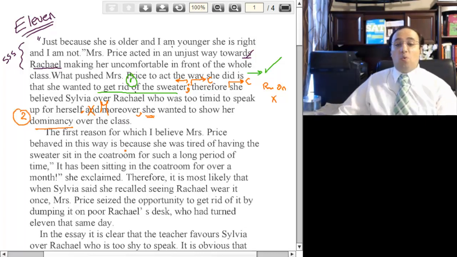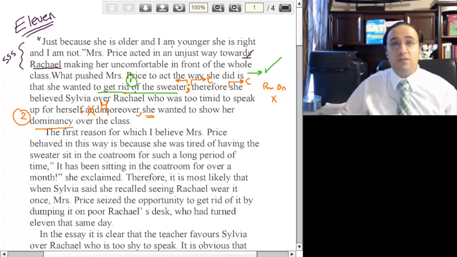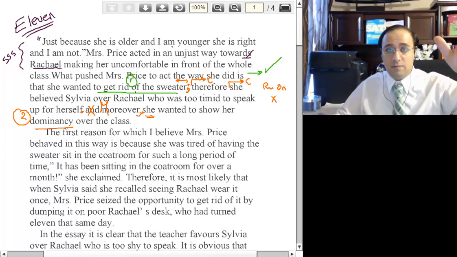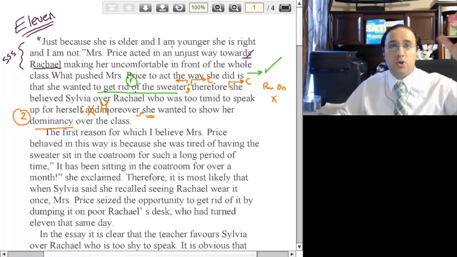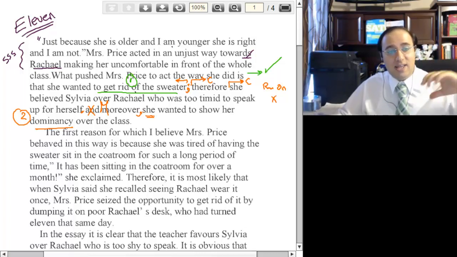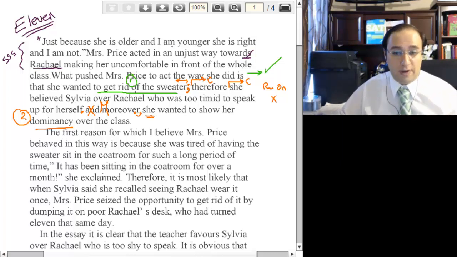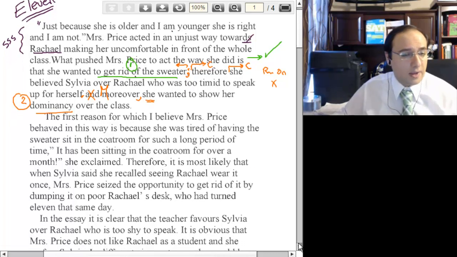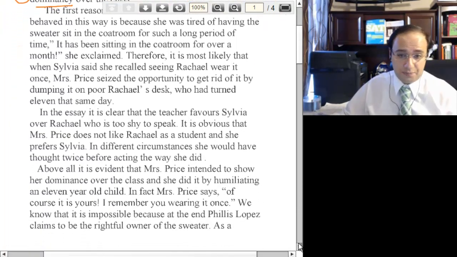Okay, now, what I understand from this introduction is that you have two distinct reasons. One is that she wanted to get rid of the sweater altogether, in any way possible, and number two, she wanted to show her dominancy over the class. I can't see a clear third reason. Perhaps if we read the rest of the essay, we'll find a third reason. So here was the introduction. We analyzed it together. It was very well written, but there are a few grammar mistakes here that you should take care not to do on the test. Okay, that was one. Let's take a look at another introduction.